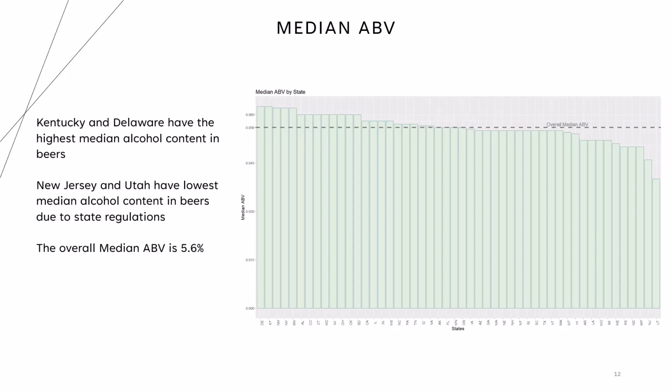So now let's talk about ABV and IBU and our analysis there. First thing we did was break out the median ABV. For the overall country, it was 5.6%. You can see it broken down by state as well.